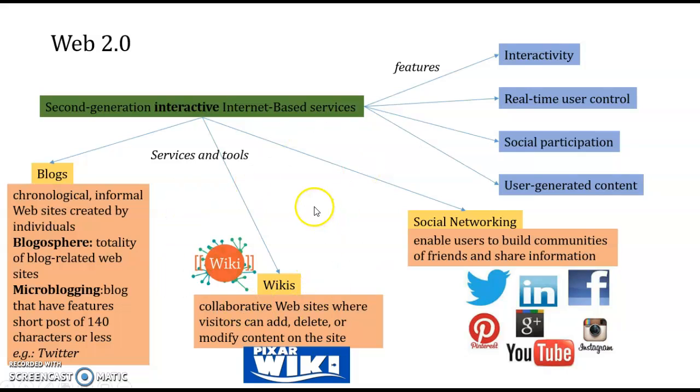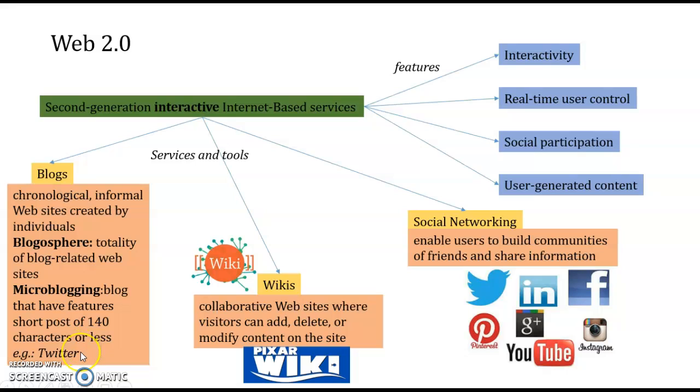Then we have Web 2.0. Okay, Web 2.0 is second generation interactive. Features dia lebih interaktif, real time user control. Maksudnya macam kita boleh chatting, semua tu real time lah. And then social participation. Okay, and user tu we can control the content. So dia ada blog. Okay, blog boleh nampak kat sini. Apa maksud blog? So kita ada microblog.